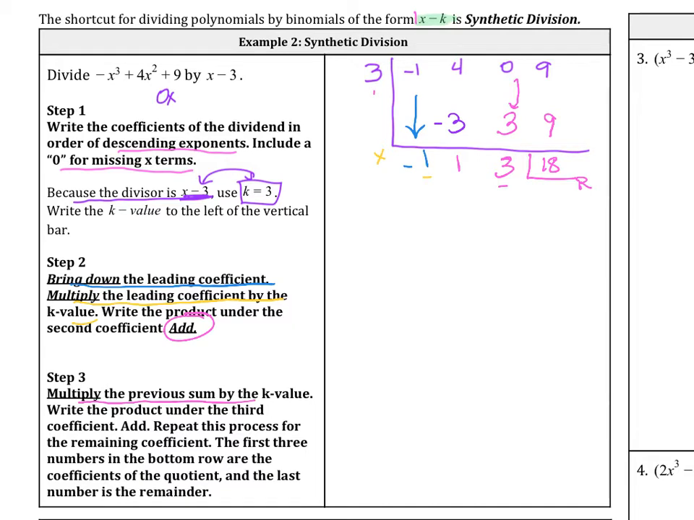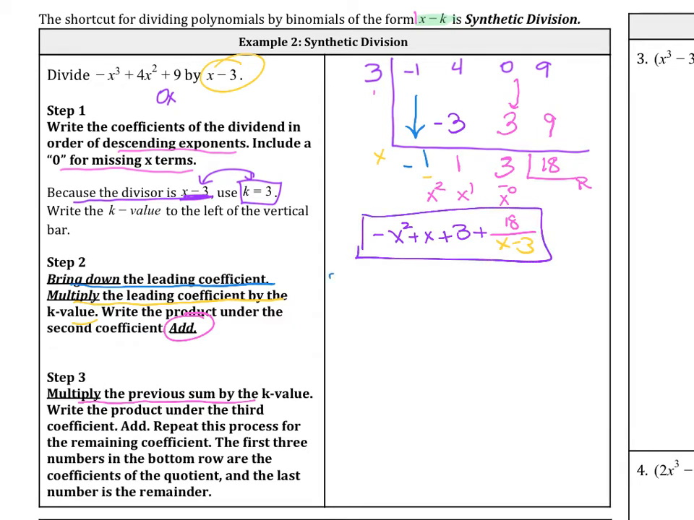Then in here, you should write x to the 0, x to the first, x squared. Okay, this tells us the place of it. So now we can write our answer, our quotient. It's negative x squared plus 1x, or just x, plus 3, plus our remainder of 18 over our divisor. Our divisor was this, x minus 3. And so we just divided that.